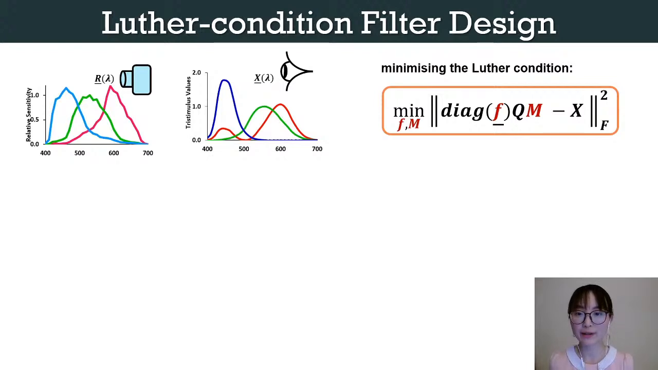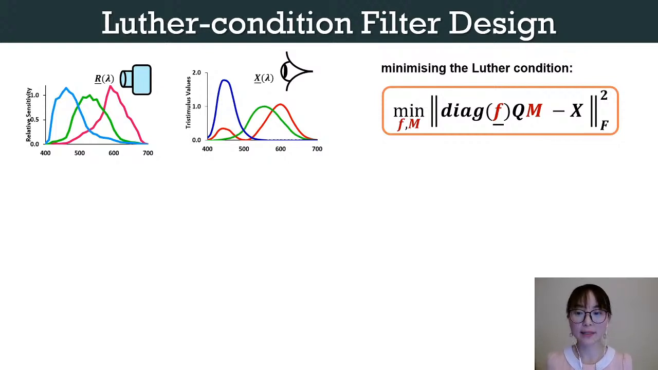Firstly, we propose the Luther condition-based optimization method. Given the spectral sensitivity functions of the camera, Q here, and the human visual system sensitivity X, we're looking for a filter F that, when it multiplies with the camera sensitivities, as it's per wavelength, so we use diag(F) multiplied by Q, and then after a linear transform M, a 3x3 matrix, best approximates the target colorimetric function X. So the whole formula is the Luther condition.